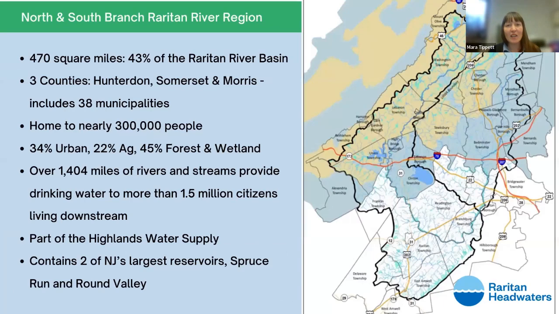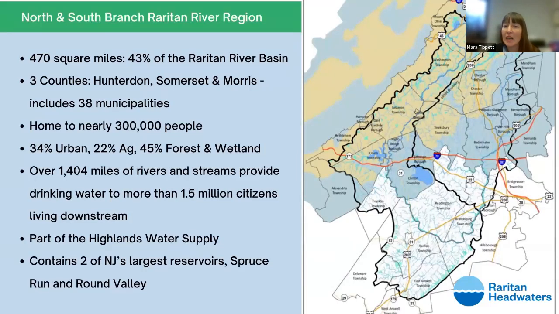So a little bit more about our watershed, particularly for those who are joining us from out of state. The North and South Branch Raritan River region is roughly 470 square miles and is roughly 43% of the entire Raritan River basin. The Raritan River is actually the only river system that's contained entirely within the state of New Jersey and all of its tributaries. And this spans 3 counties, Hunterdon, Somerset, and Morris counties, and includes all or part of 38 municipalities. There are a lot of people living here. There are over 1,400 miles of river and stream, which provide drinking water to more than 1.5 million citizens here and living downstream.